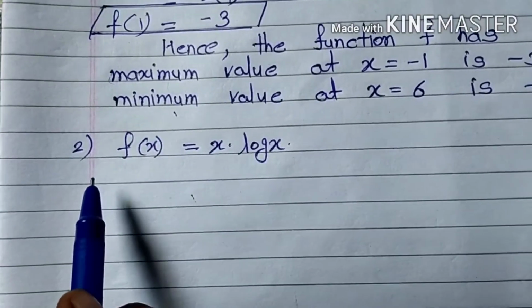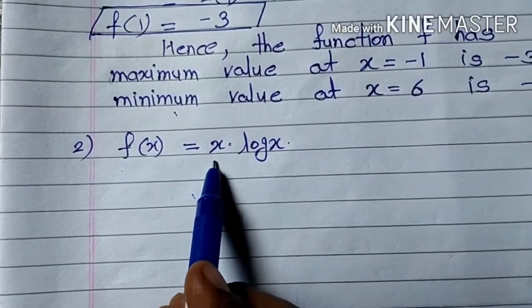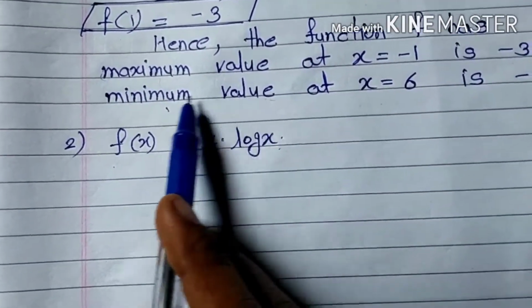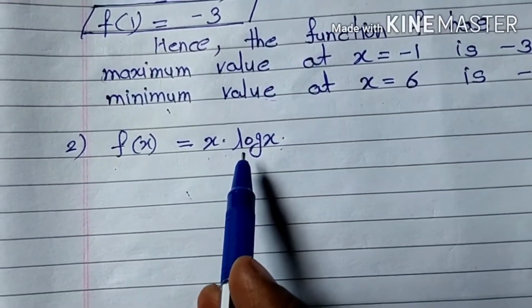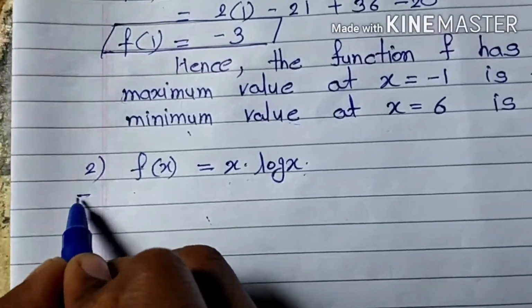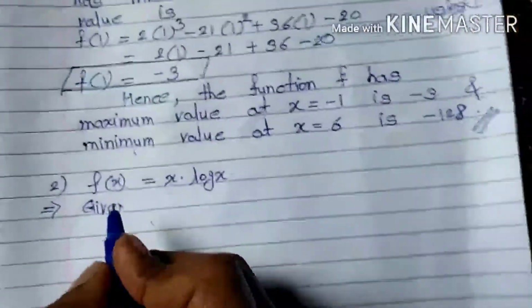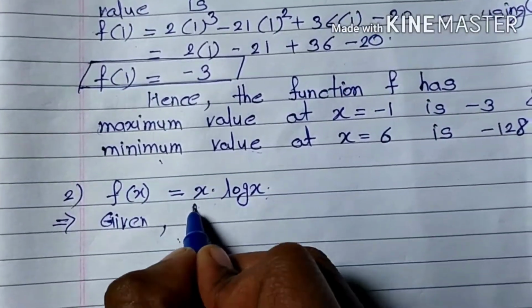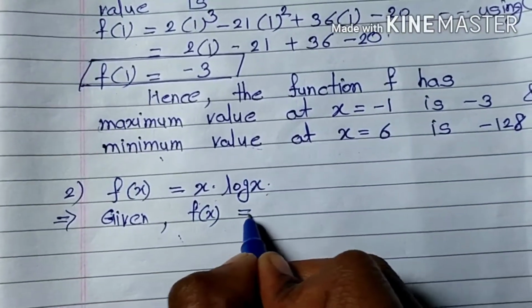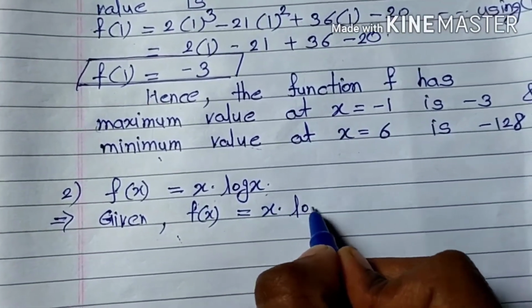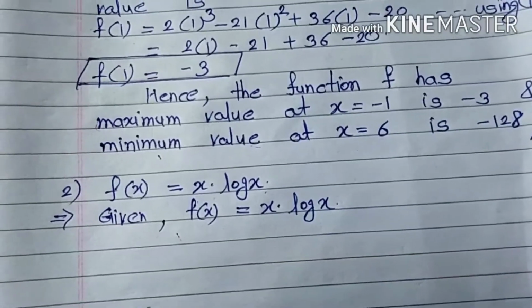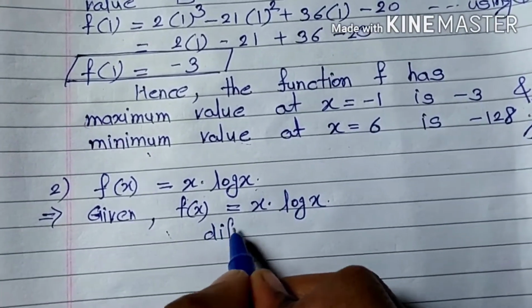Now next example is f of x is equal to x into log x. Here also we have to find maximum and minimum value. So first write given. Now differentiating with respect to x.